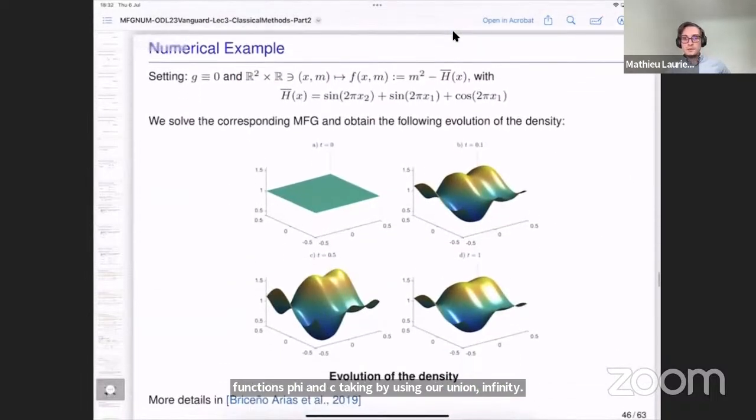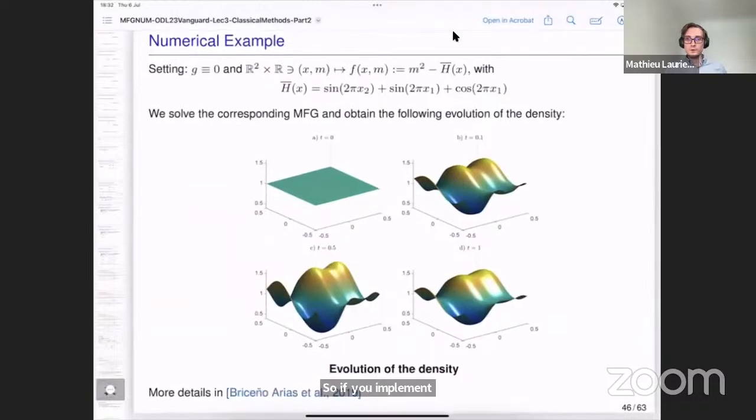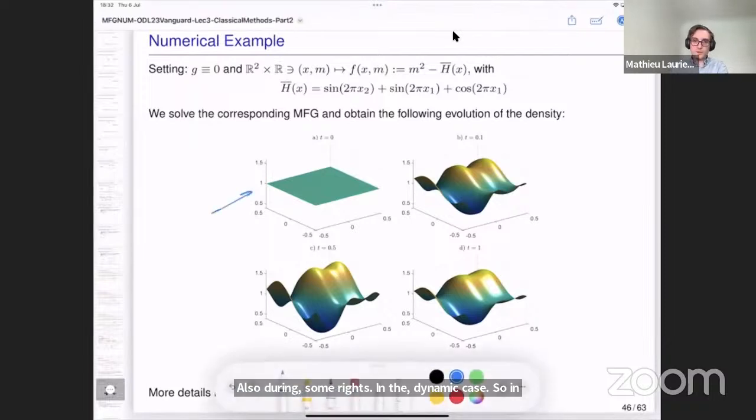So if you implement this method, here I'm borrowing this plot from a follow-up paper, but you have similar experiments in the static case, the stationary case, in the original paper, and here we did it also in the dynamic case. In this dynamic case, you have the initial distribution, which is uniform over the torus in dimension 2. So you have x1 and x2, the 2 dimensions of space, and the value of the density. Here it's constant, equal to 1.